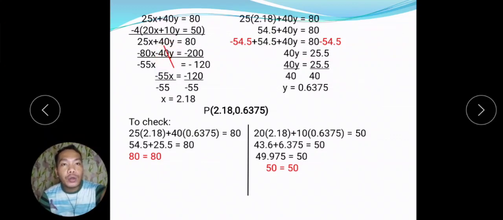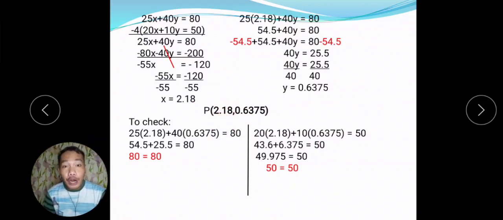So 25x minus 80x is equal to negative 55x, and 80 minus 200 is equal to negative 120. We will divide both sides by negative 55, so negative 55 divided by negative 55 is 1. Negative 120 divided by negative 55 is equal to positive 2.18. So our x is 2.18. This is the value of our x.